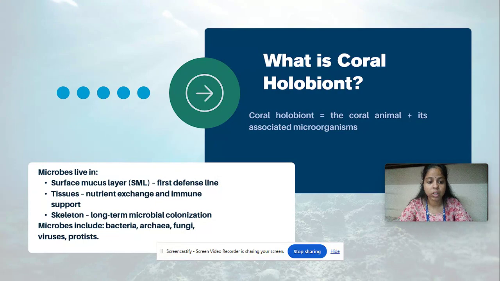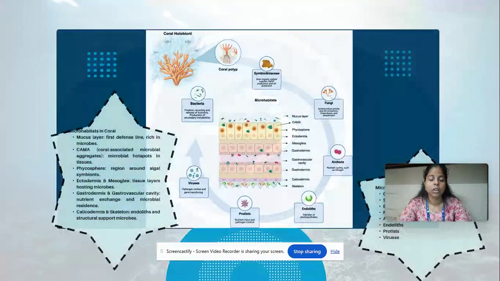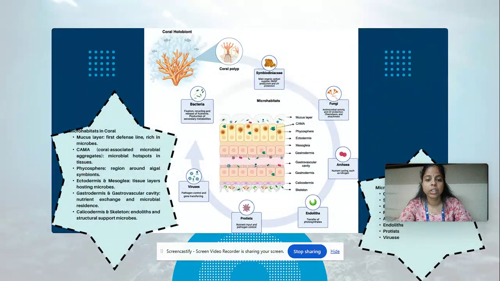and immune support, or in the skeleton of the coral, which is made up of calcium carbonate. So in the picture you can see within the coral polyp Symbiodiniaceae, the algal symbiont of corals, fungi, archaea, endoliths, protists, viruses and bacteria found living as a coral holobiont.